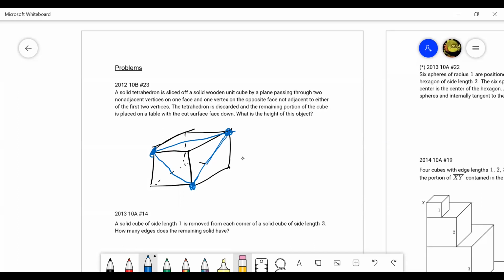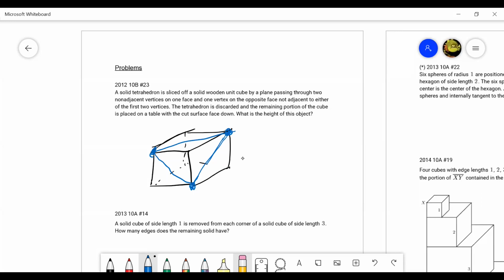Okay, and this now says the tetrahedron is discarded and the remaining portion is placed on the table, and you have to find the height. So if you think about it, it's like you cut that corner off the cube, then turn it over and place it on the part you just cut. So the height would just be the height of the cube normally, if you did not cut that part off, minus the height of the part that you cut off.